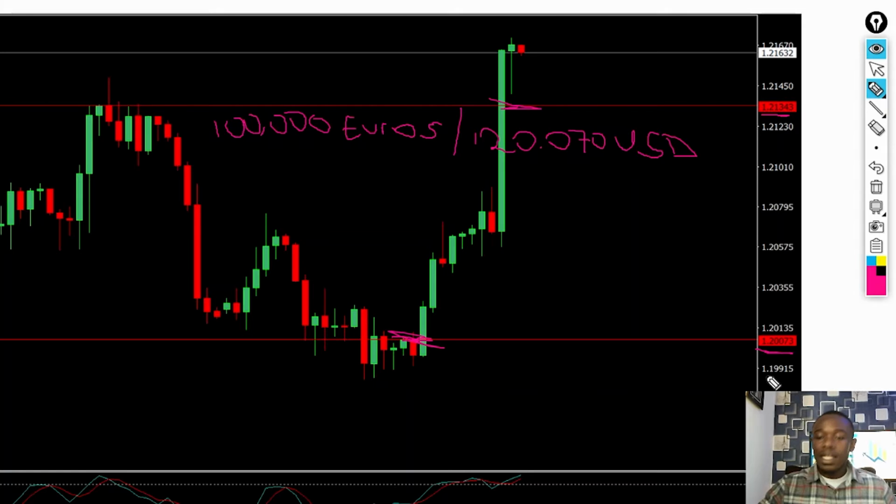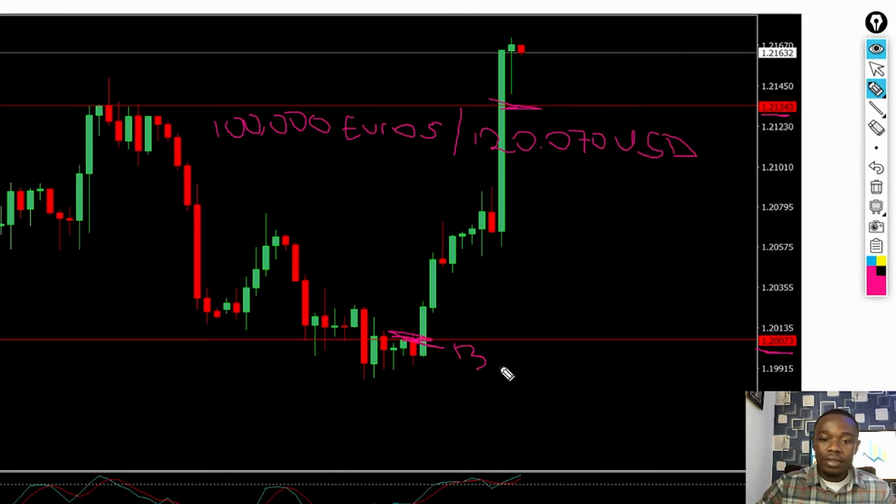So you see, at this point we bought 100,000 euros using 120,070 USD. We use this amount to buy the euros, and later we were having the euros. Later we saw that the rate in USD has risen, or it has appreciated. We went back and sold here.